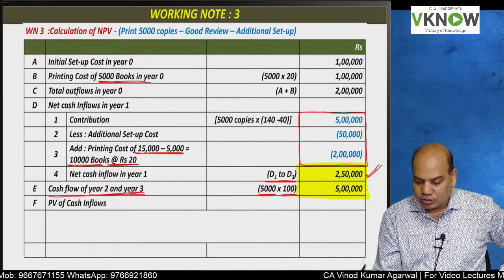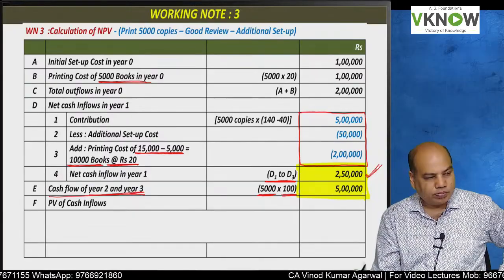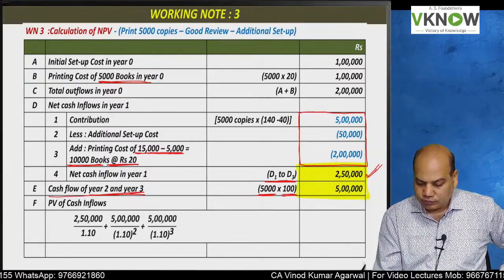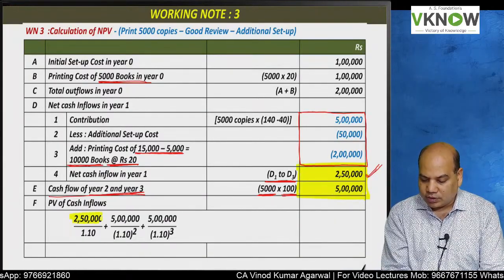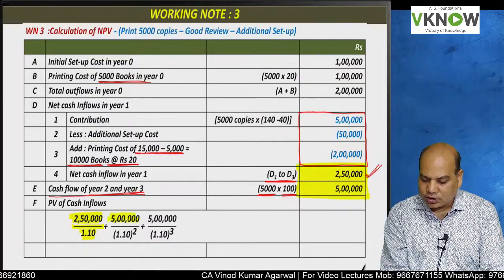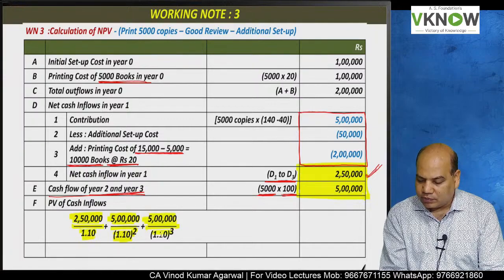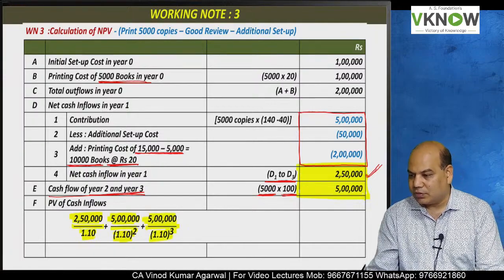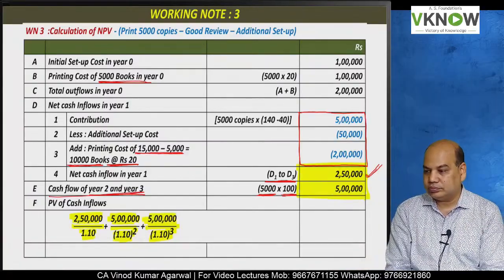Yes. So write down point number F, PV of cash inflow. 2,50,000 you will receive in year 1, divide by 1.10. 5 lakh you will receive in year 2, divide by 1.10 to the power 2. 5 lakh you will receive in year 3, divide by 1.10 to the power 3. Can you please solve it and write in the outer column?